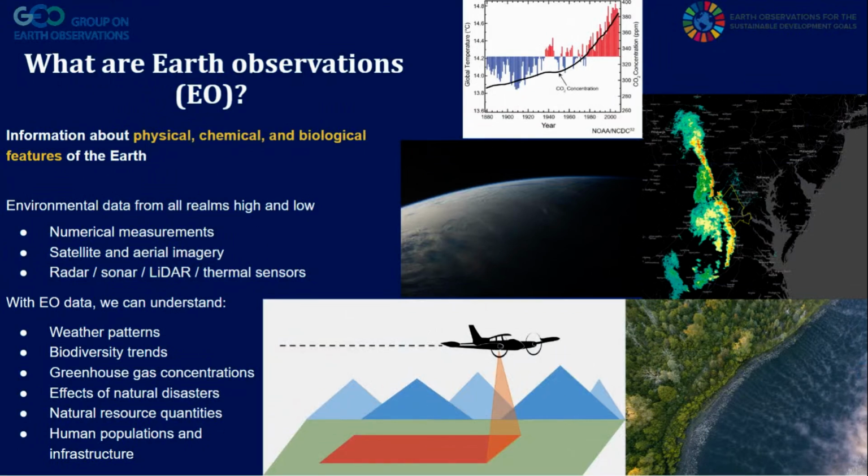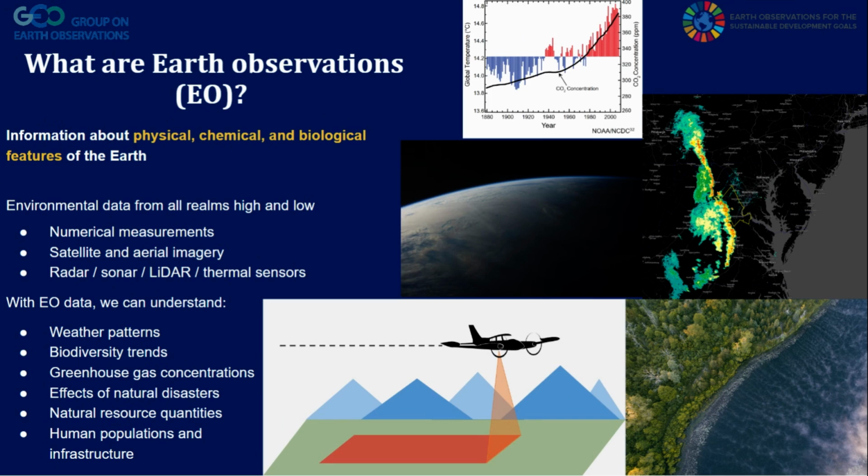So what exactly is Earth observations, or EO? This is information about the physical, chemical, and biological features of the Earth, which we get from above the Earth as well as on it and below it. You can think about general Earth science data as being an equivalent. So this comprises numerical measurements, satellite and aerial imagery, and data that comes from radar, sonar, LiDAR, and thermal sensors.